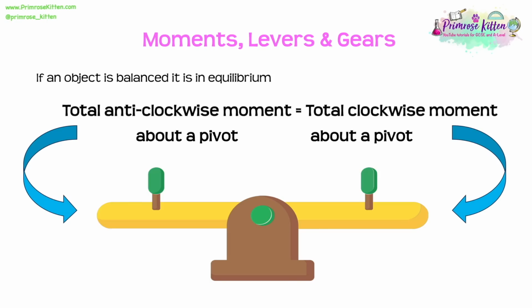Okay, so that's a really, really important rule we need to know. But it's all about things being balanced again, exactly like the seesaw, like you see here. If you imagined it balanced, it's because the anti-clockwise moments about that pivot would be equal to the clockwise moments about the pivot.